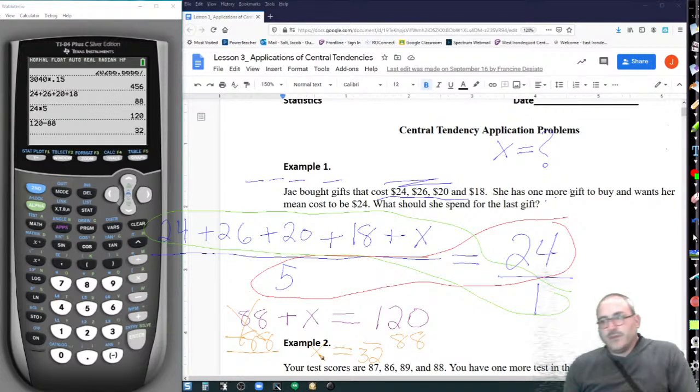So now I just found out what x is. So let's think about, what does this mean? What was x to begin with? X was that one more gift to buy. Oh, so let me just erase this.